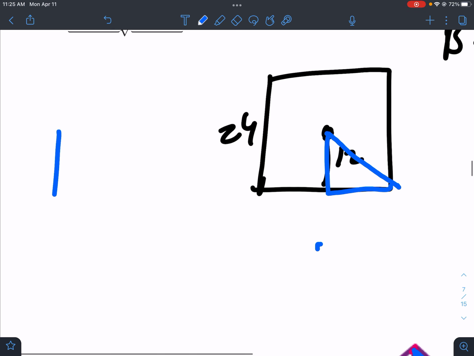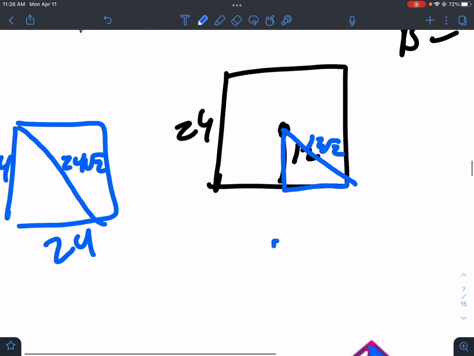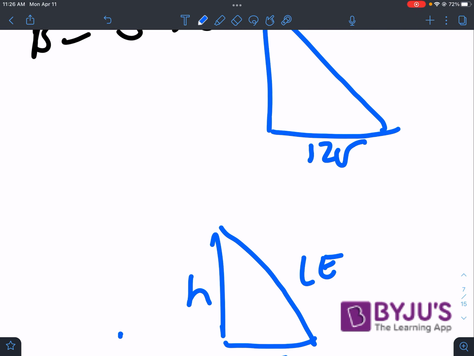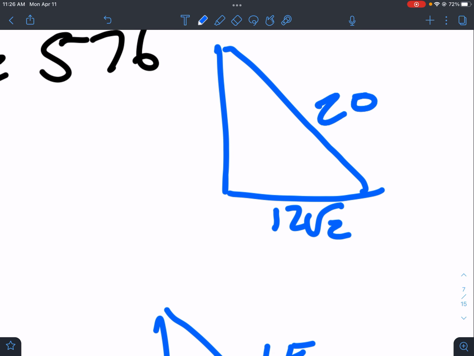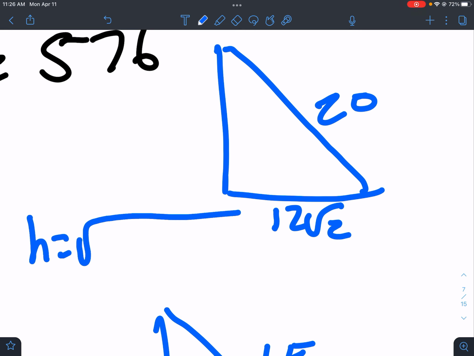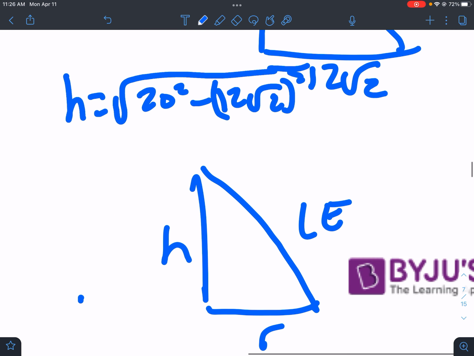So if I draw that right triangle, we need that radius. So let's think about the square. If this is 24 and 24, the entire thing, it's a 45, 45, 90. The whole thing is going to be 24 root 2, which means this part is going to be 12 root 2. So the radius is 12 root 2. The lateral edge is 20. So we need to hit Pythag on those numbers. The height is going to be the square root of 20 squared minus (12 root 2) squared. Make sure you put it in parentheses or it will be wrong. And I get 4 root 7.